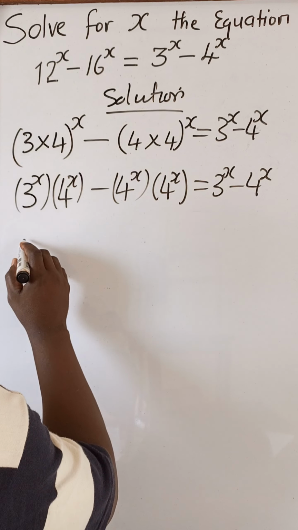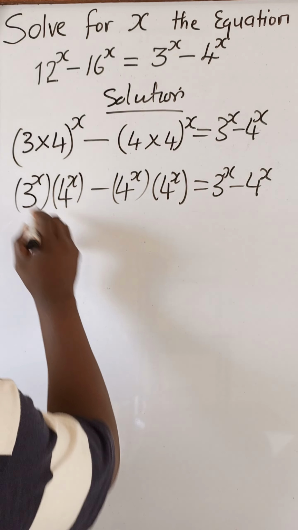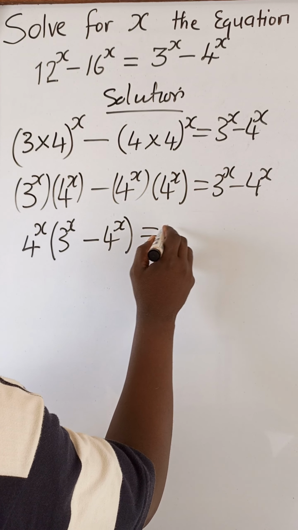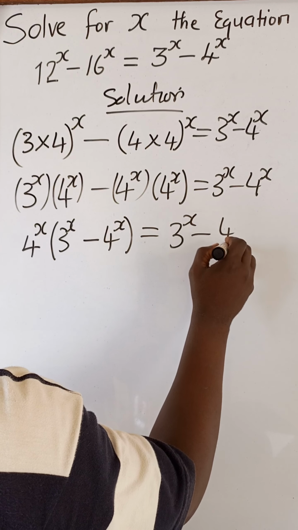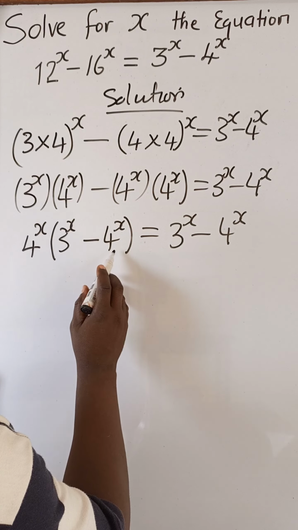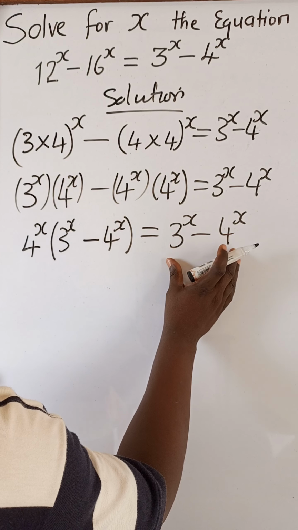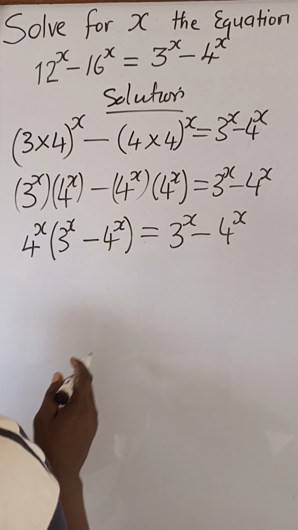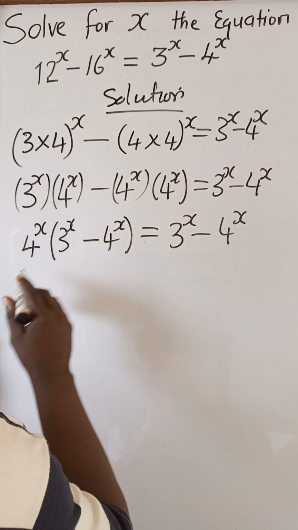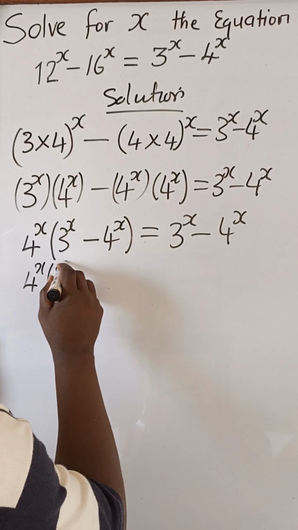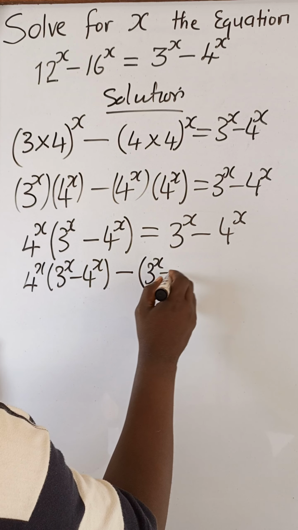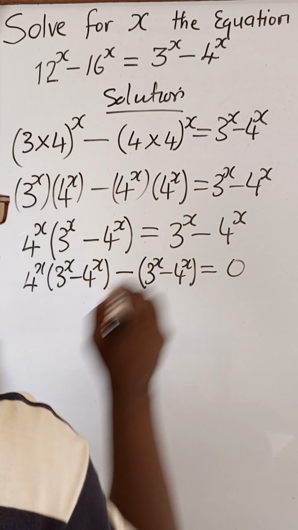4 to the power x is common, so we can factorize out 4 to the power x into 3 to the power x minus 4 to the power x, is equal to 3 to the power x minus 4 to the power x. Now, we see 3 to the power x minus 4 to the power x on the left hand side and on the right hand side. So we can just take the right hand side and bring it to the left hand side, and then continue our factorization process. So we have 4 to the power x into 3 to the power x minus 4 to the power x, minus 3 to the power x minus 4 to the power x, equals 0.